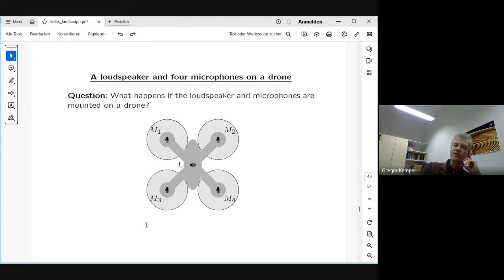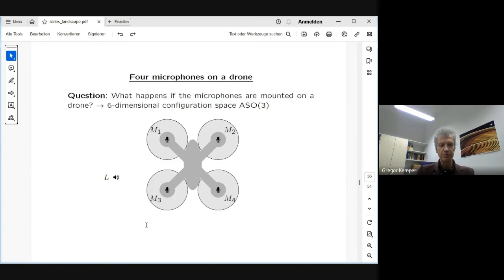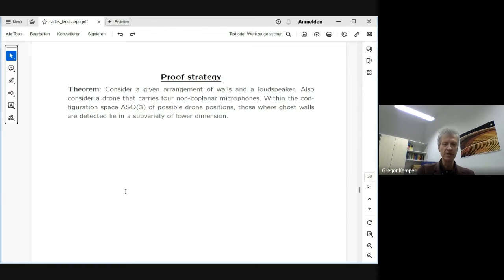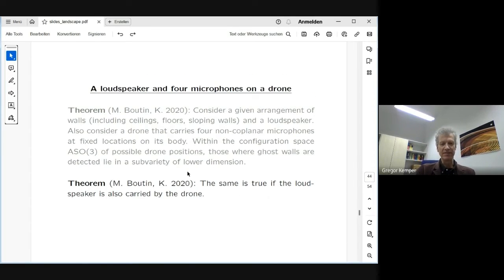There is one more question that occurred to us. Wouldn't it be even better if we didn't, as in the previous picture, have to put the loudspeaker on a stand somewhere in the room, but if we fly the drone into the room, it brings its own loudspeaker on its body? That would be even better. And yes, we proved that too. So in this circumstance where the loudspeaker also sits on the body of the drone, the same is true.